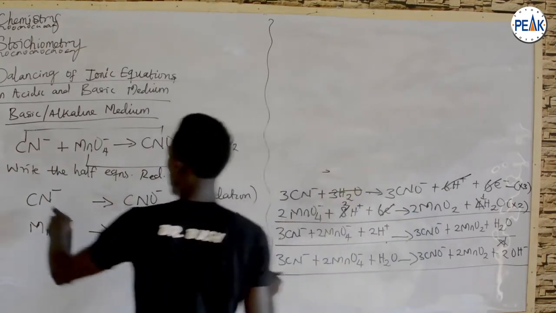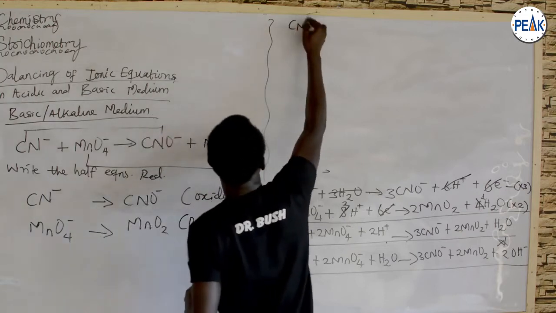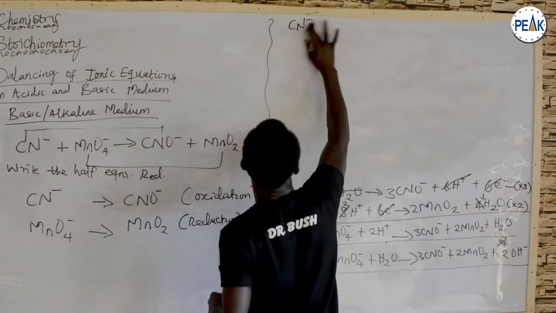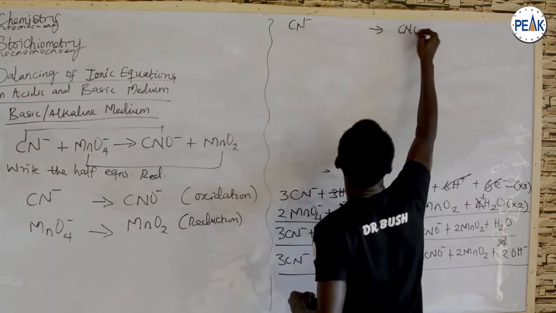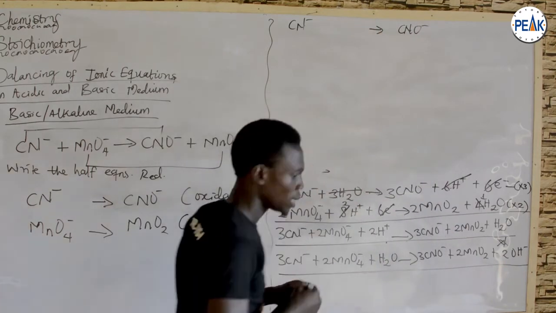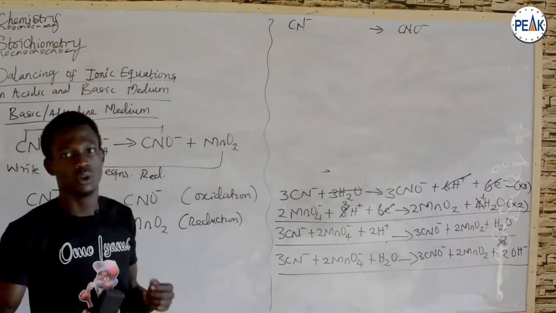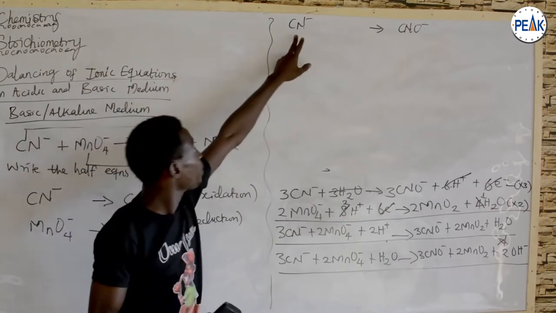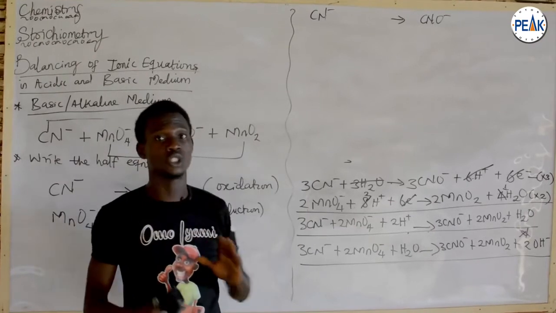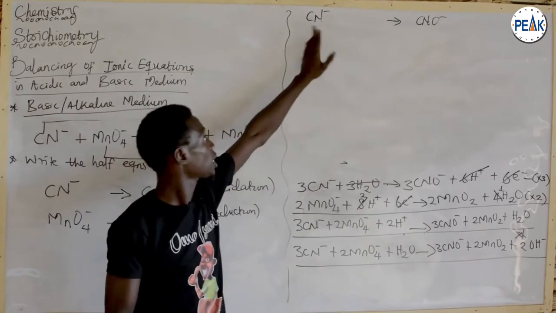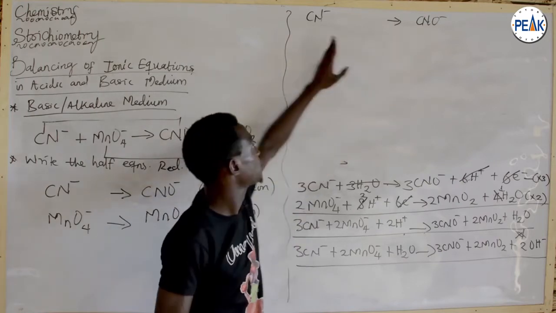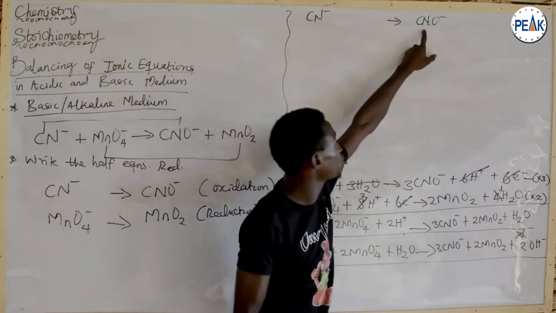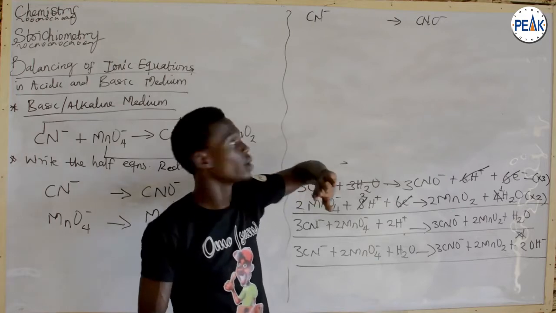Now, how do I balance this in basic medium? CN minus going to CNO minus. Same or similar steps: balance every other element except oxygen. What are the other elements here? Carbon and nitrogen. I have one carbon here, one carbon here. That is balanced. One nitrogen here and one nitrogen here. That's also balanced. Now, how do I balance my oxygen?